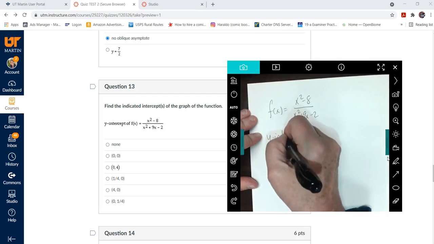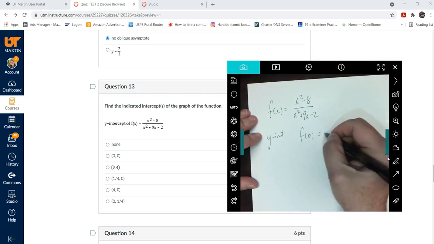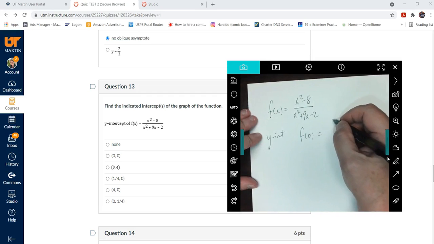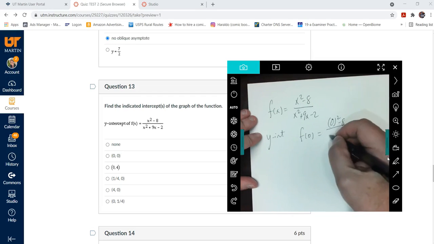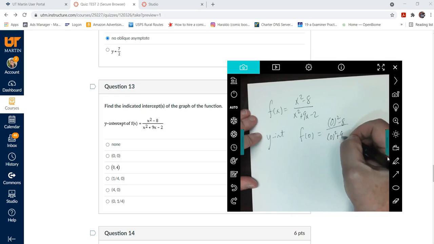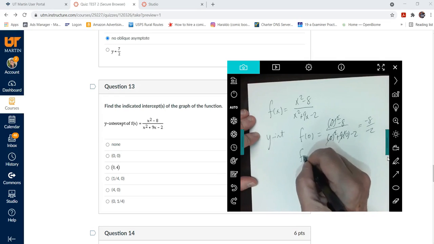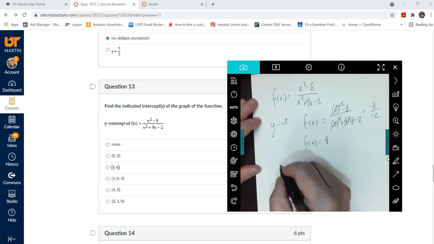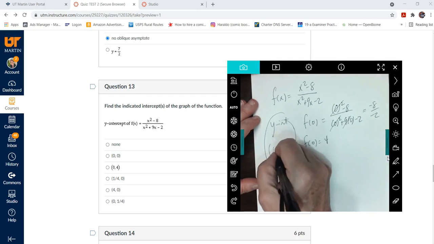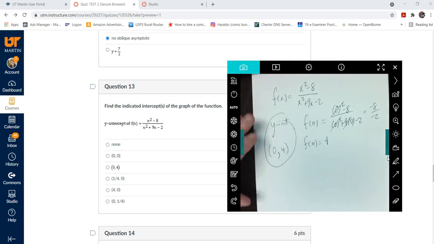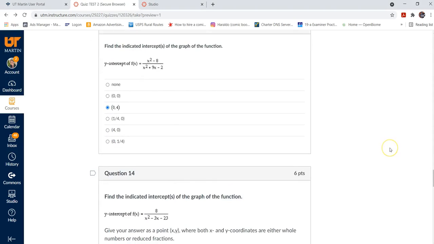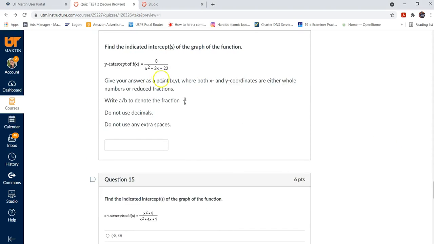So for the y-intercept, we plug in x equals 0. So all of these terms go away, and I'm left with negative 8 over negative 2, which is positive 4. And so I do have a y-intercept, and that's the point 0, 4. All right.